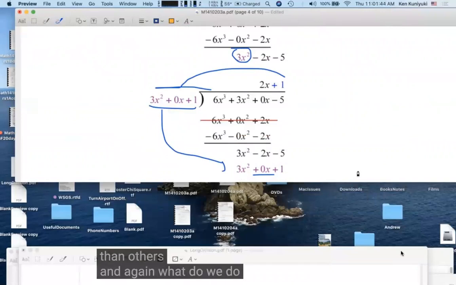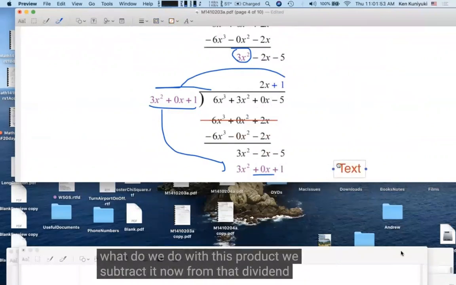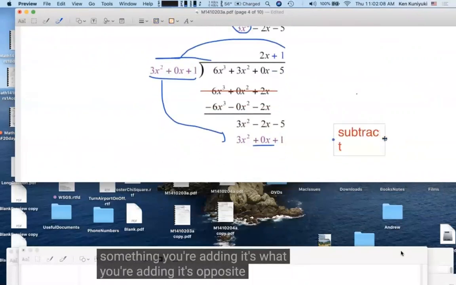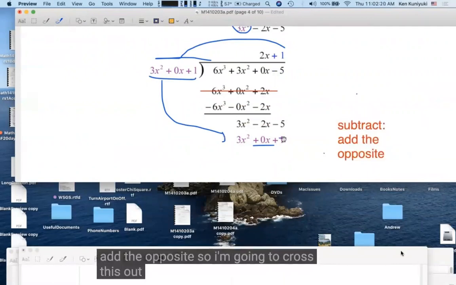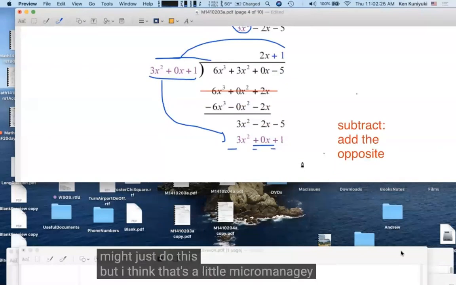And again, what do we do? We've taken the product here. What do we do with this product? We subtract it now from that dividend. But remember, you're much better at adding than subtracting. When you subtract something, you're adding its what? You're adding its opposite. Add the opposite. So I'm going to cross this out and flip all the signs. Again, some students might just do this, but I think that's a little micromanagey.